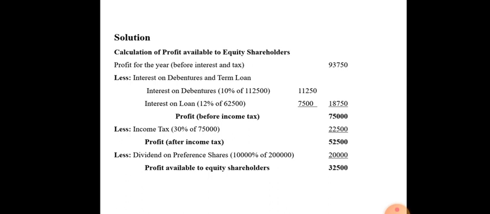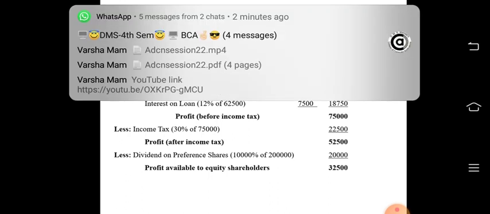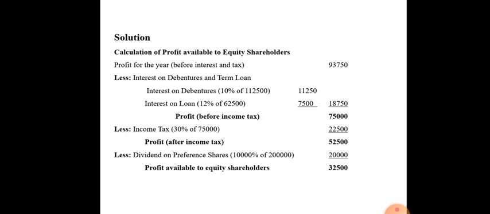After income tax, you have to pay the dividend. So dividend on preference shares, sorry, here is a mistake, it's 10% of rupees 2 lakh. So it's 20,000. You subtract this 20,000 from 52,500, and the remaining amount will be 32,500. So this 32,500 is nothing but the profit available to equity shareholders.